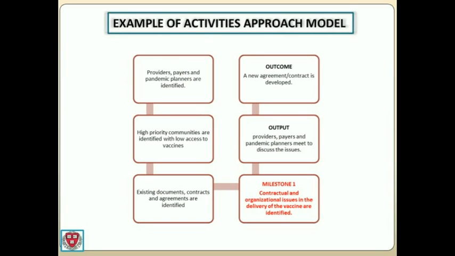Now, let's look at the H1N1 example using an activities approach model. This model lists the detailed activities needed to achieve a specific output and outcome, and maps the activities to the outcome and milestones. In this model, providers, payers, and planners are first identified, along with high-priority communities in need of improved access to the vaccine. Documents are reviewed, and in Milestone 1, gaps are identified. Subsequently, meetings are organized to achieve new agreements and contracts.